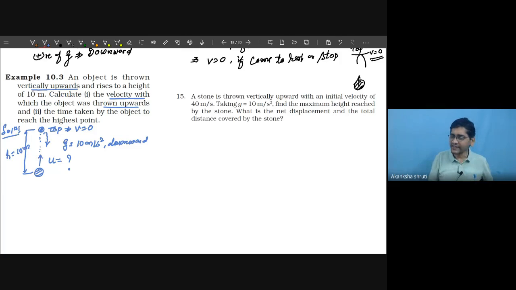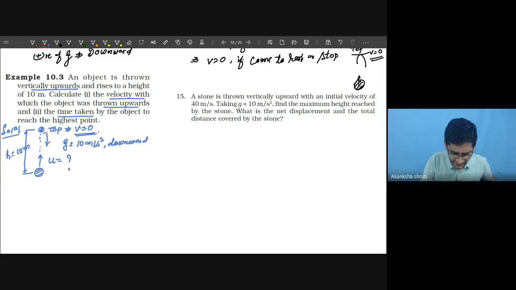So student, what is given here? It is able to reach up to a height of 10 meter. Means before returning back, it has moved to a height of 10 meter from its starting point. Here at the top of its journey, the final velocity is 0, then it will return back. So with the help of this, the final speed v is equal to 0 at the top of its journey. The second part is the time taken to reach the highest point.